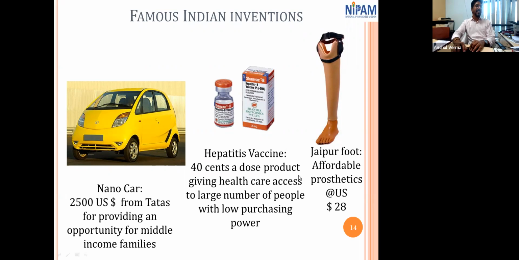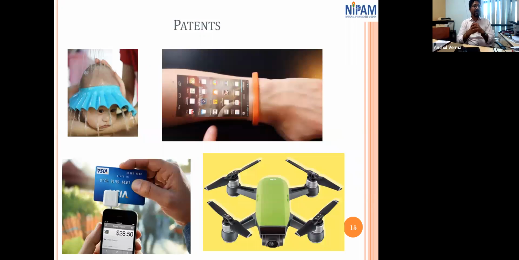Like this hepatitis vaccine, the Jaipur foot. Now see the price of this Jaipur foot. It is only $28. It is even less than 2,500 rupees. For less than 2,500 rupees, anybody can afford this prosthetic leg. So you see, patents are for inventions, yes, patents if you make an invention more improved, and a patent is also for if you are making a product very cheaply. Okay, so these are also some of the examples.